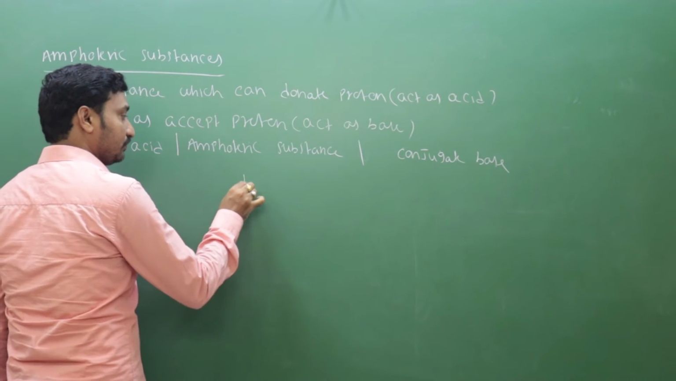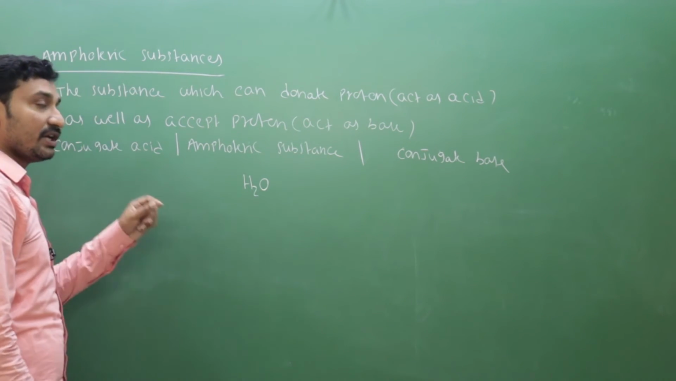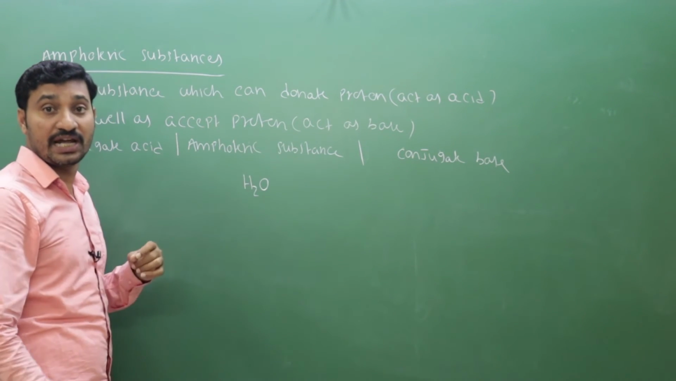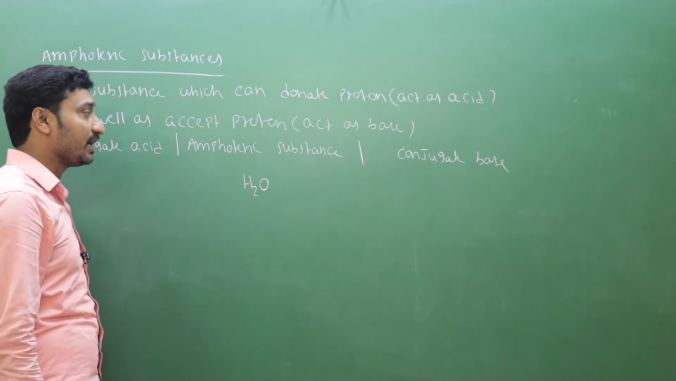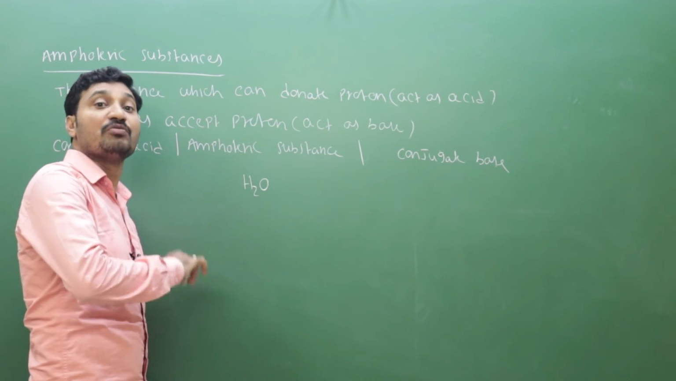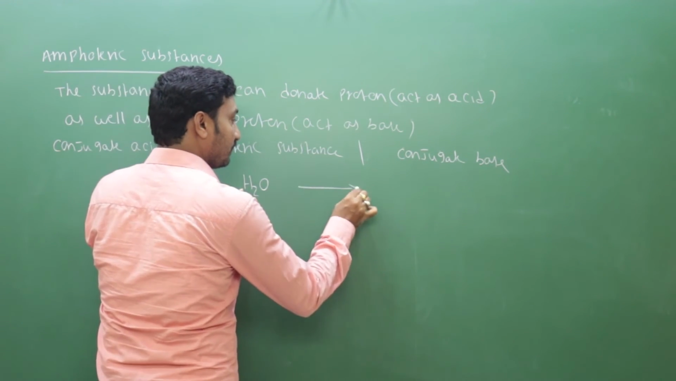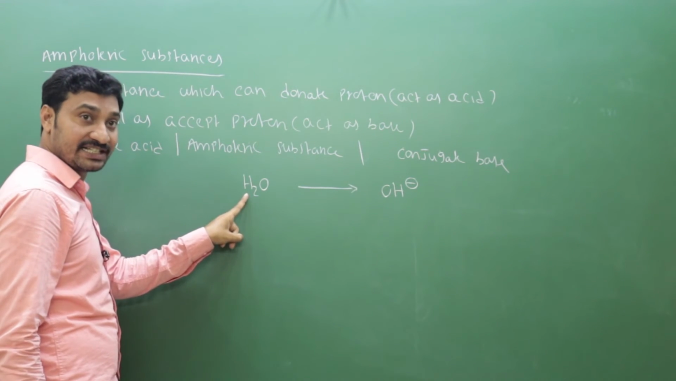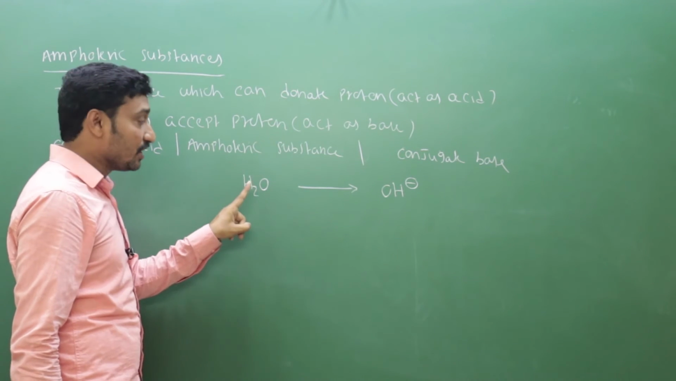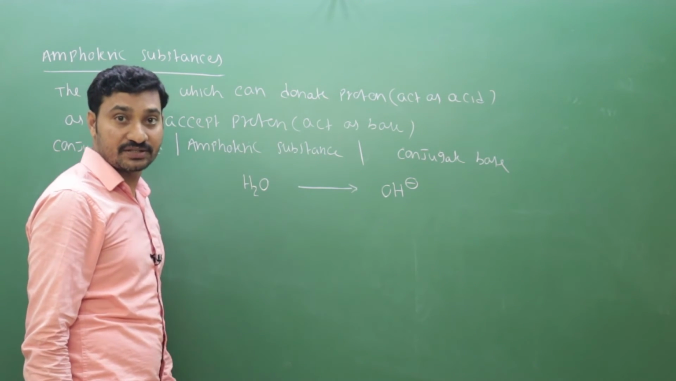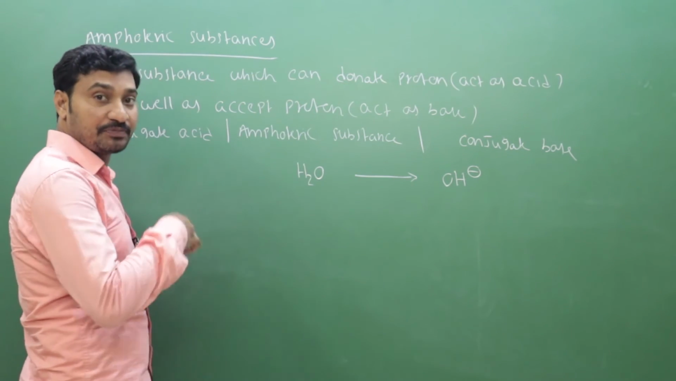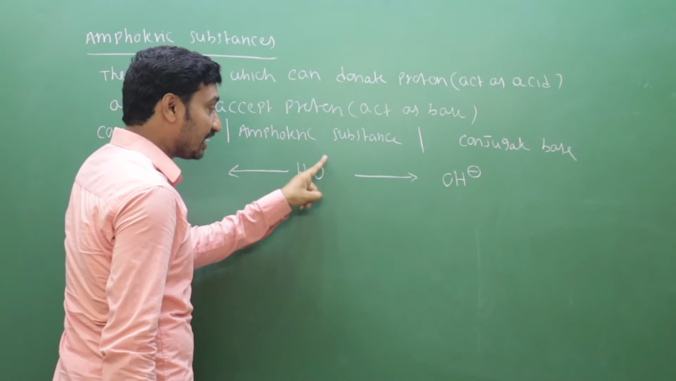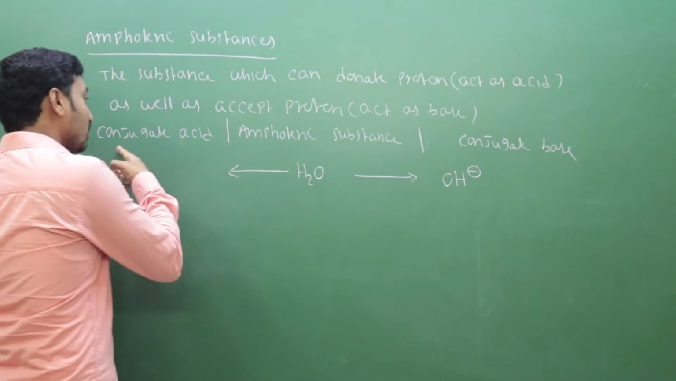Example, H2O. Best example, H2O. H2O is an amphoteric substance because it is able to donate a proton as well as accept a proton. So how is the conjugate base formed? By removal of a proton. Remove a proton, OH minus, right? If it acts as an acid, it can donate a proton, converting into OH minus, and it is also able to accept a proton. If it accepts a proton, that means it acts as a base, right? Base means it has a conjugate acid.